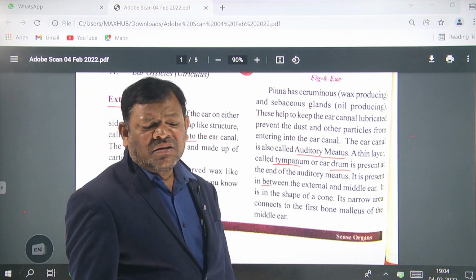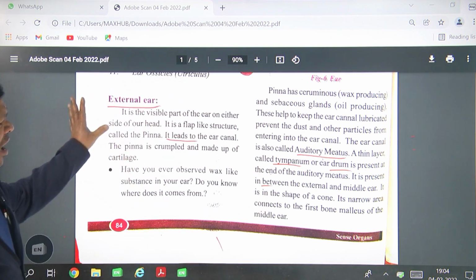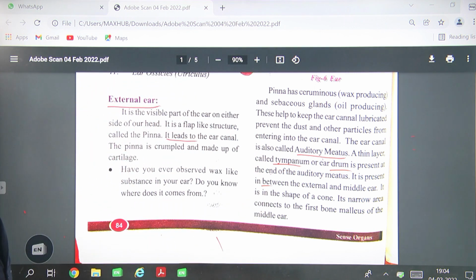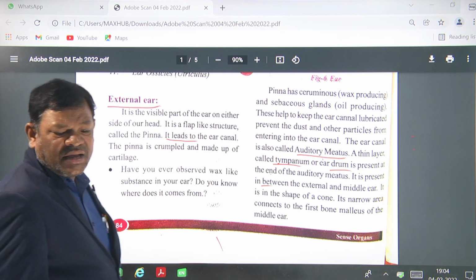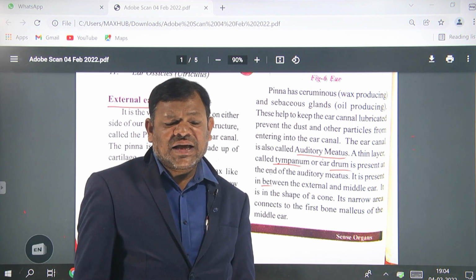Actually, three bones are present in the middle ear. That is discussed later. Do you understand the external ear? Is it clear?